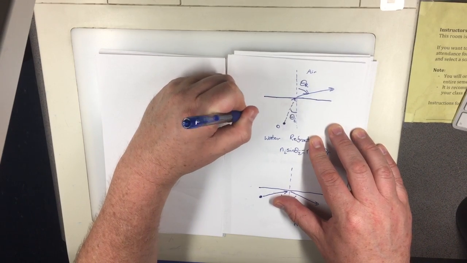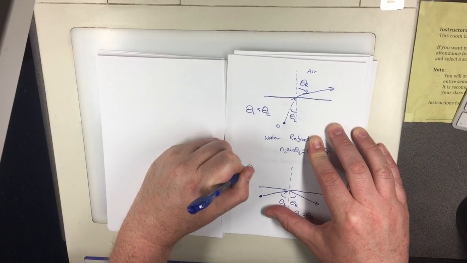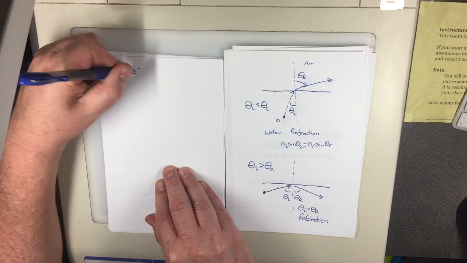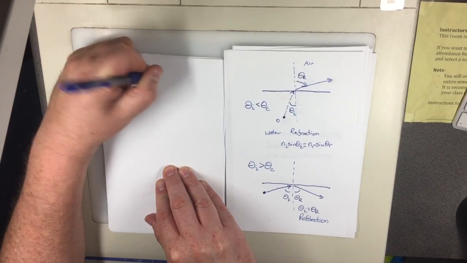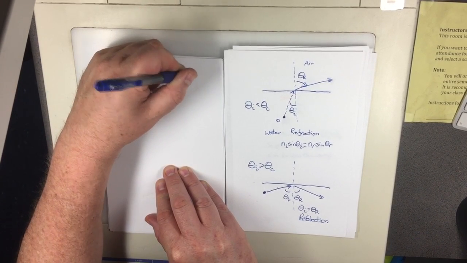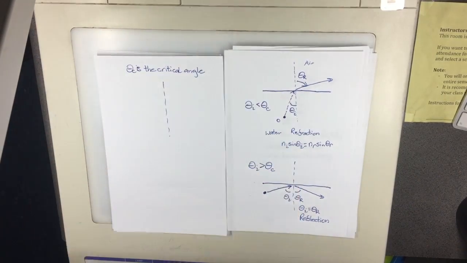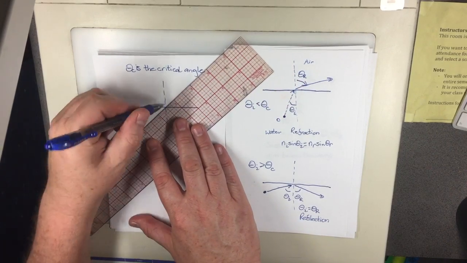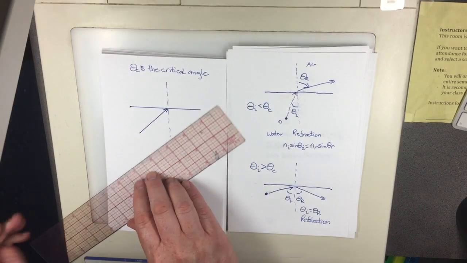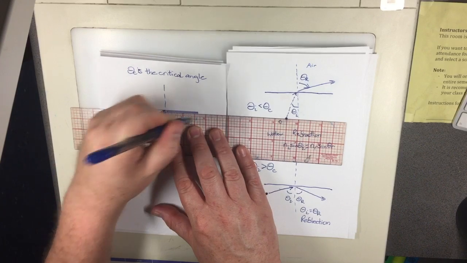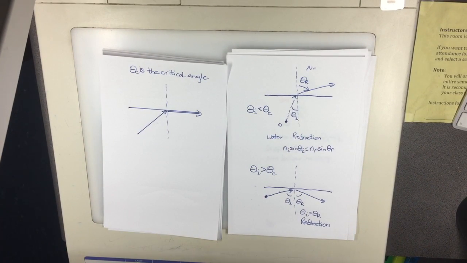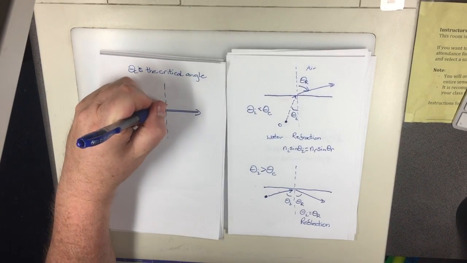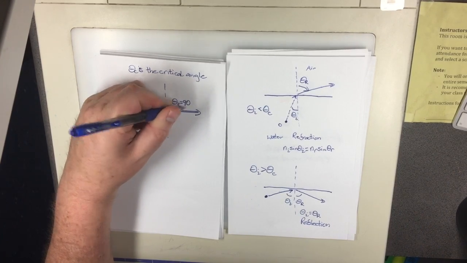In this particular case, theta I is less than theta C, and in this case, theta I is greater than theta C. And theta C is the critical angle. The critical angle is when light hits the interface and the ray moves parallel to the surface of the water. In this particular case, theta I is some angle between 0 and 90 degrees, but theta R is equal to 90.